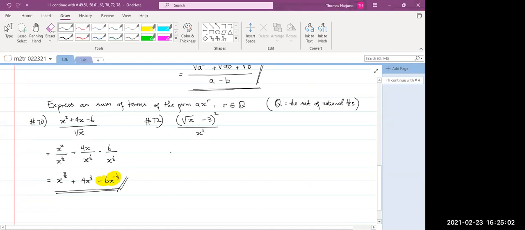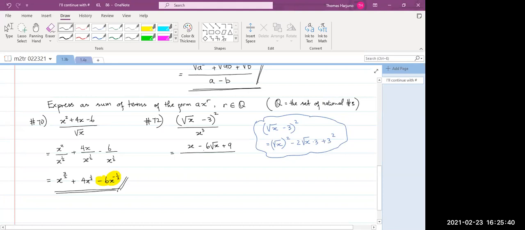What we will do, we will FOIL the top first, which will give us x minus 6 square root of x plus 9. I hope you get used to this. Square root of x minus 3 squared: the first term squared, minus 2 times the first term times the second term, plus the second term squared. I hope you can do it faster right now.